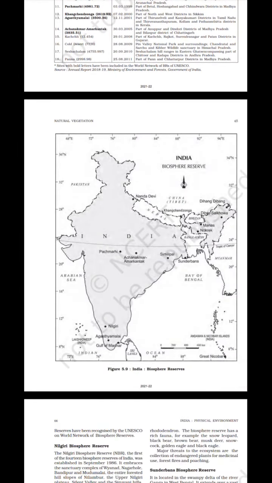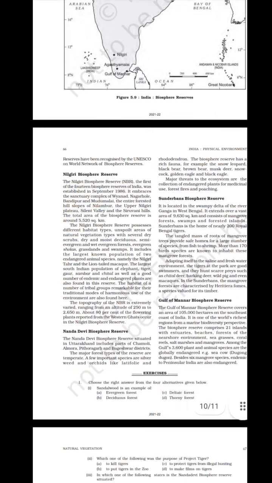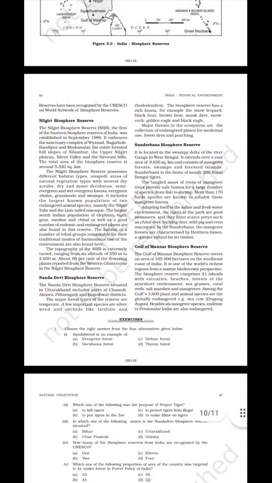Take a look at this map. Figure 5.9: India Biosphere Reserves. Nilgiri Biosphere Reserve. The Nilgiri Biosphere Reserve, NBR, the first of the 14 biosphere reserves of India, was established in September 1986. It embraces the sanctuary complex of Wayanad, Nagarhole, Bandipur and Mudumalai, the entire forested hill slopes of Nilambur, the upper Nilgiri Plateau, Silent Valley and the Siruvani Hills.